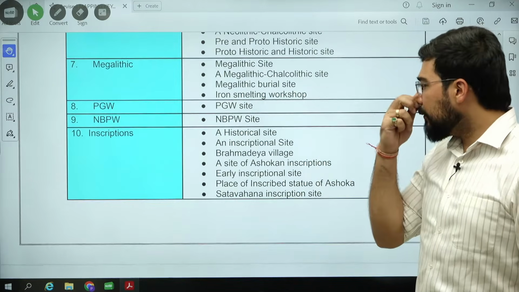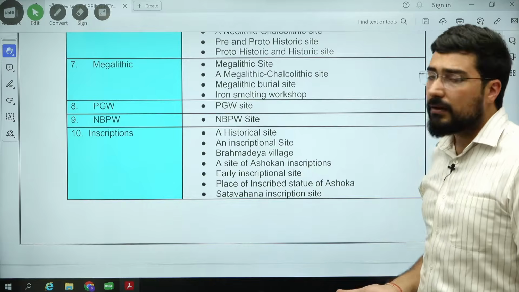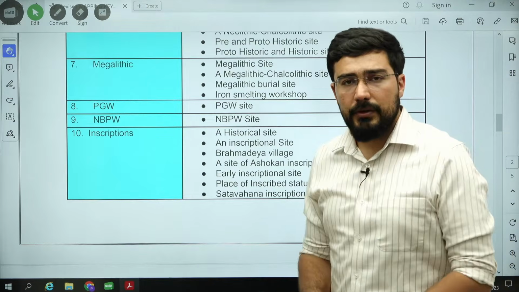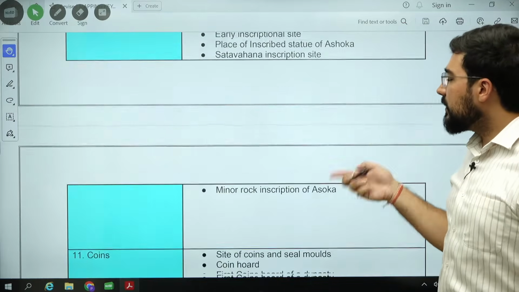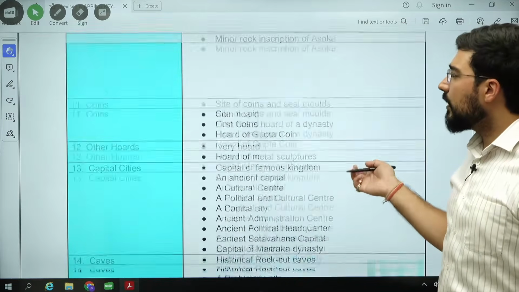Inscription: for inscription they can use historical site, inscription site. Brahmadeya village, that is a famous village of Uttaramerur, site of Ashoka inscription, early inscription site, Satavahana inscription site, minor rock inscription of Ashoka.